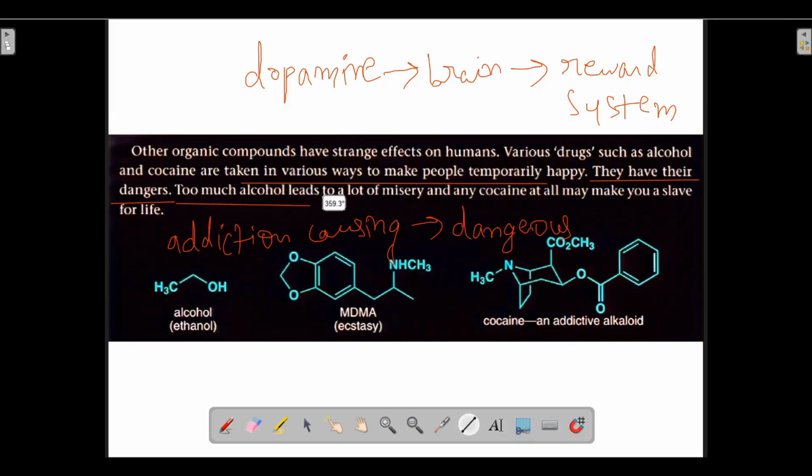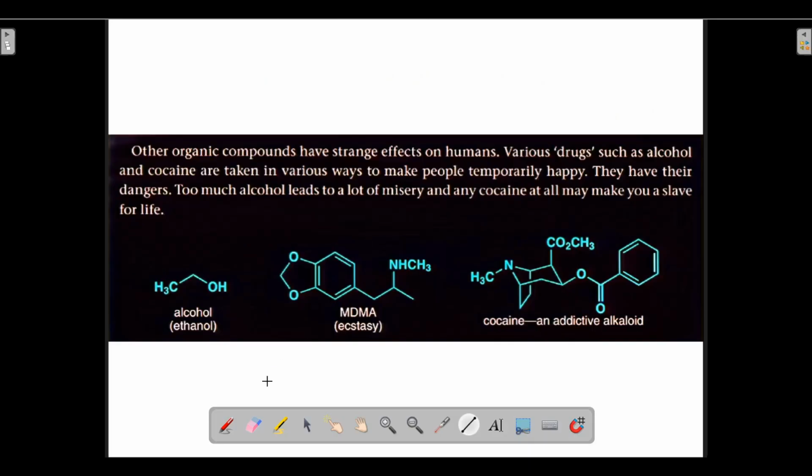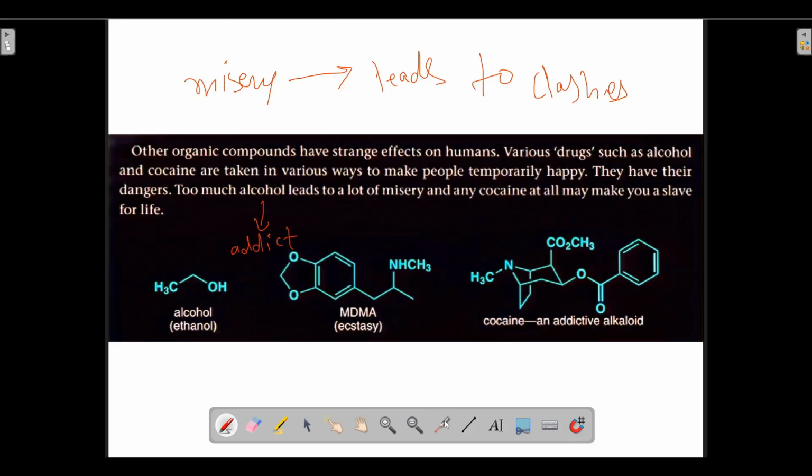Too much alcohol leads to a lot of misery. Now what does it mean by misery? So why does alcohol lead to misery? Alcohol leads to misery because it leads to clashes in the home. An alcohol addict is also involved in domestic violence, because his or her irritability increases after taking alcohol, and anger issues develop. So they are addicts, and it leads to misery.